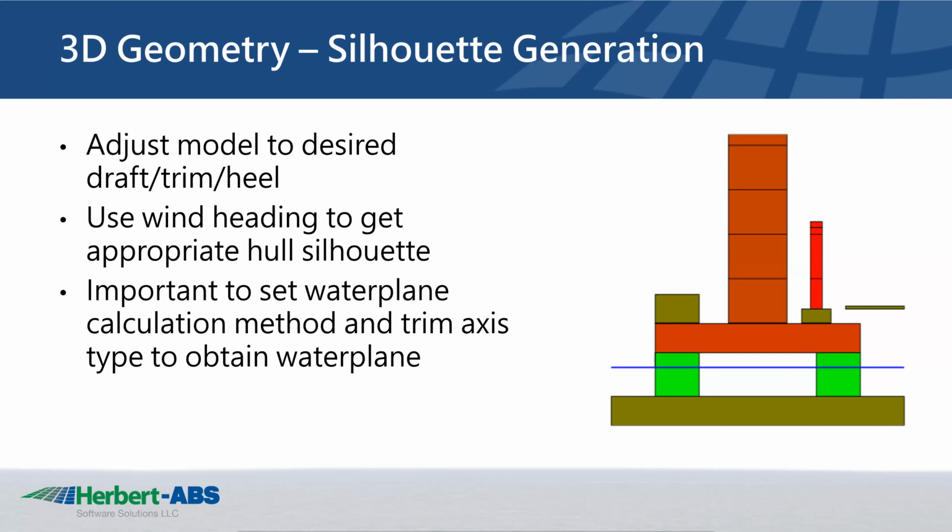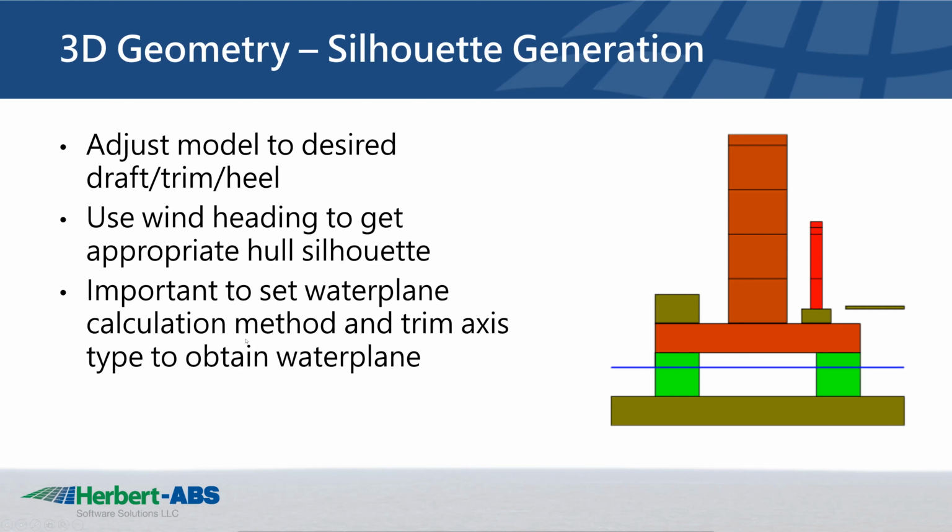Next, we use the wind heading to get the appropriate wind silhouette to look in the correct direction. And then from there, we project our area or project our volumes to get the silhouette that you see on the right here. And so here is our semi-submersible again from the previous slide, looking from port to starboard.